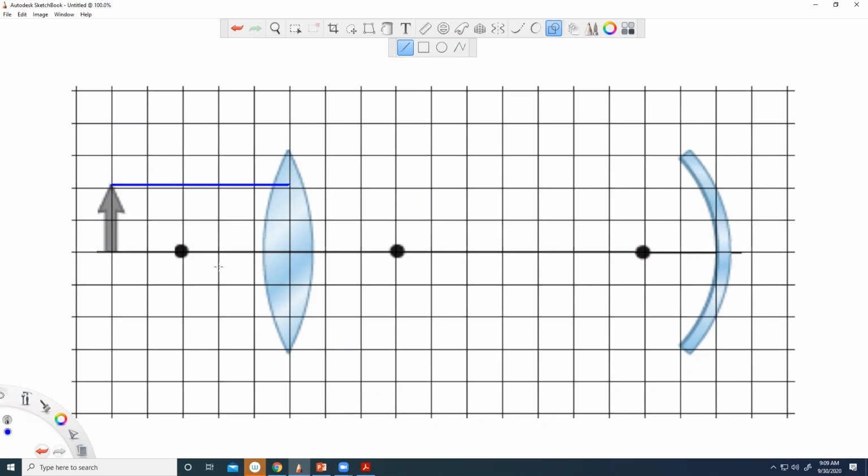So the first rule is if the ray is parallel, it goes through the focal point. So this dot is the focal point, so you need to pass the ray through the focal point. Okay, so that's the first rule. And the second rule is if the ray goes through the focal point and hits the lens, then it will be bent parallel to the principal axis. So draw it parallel.